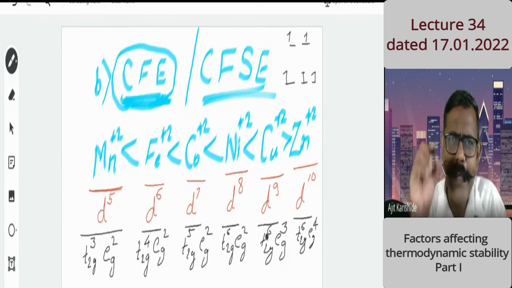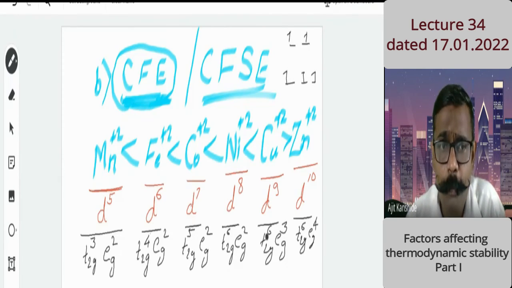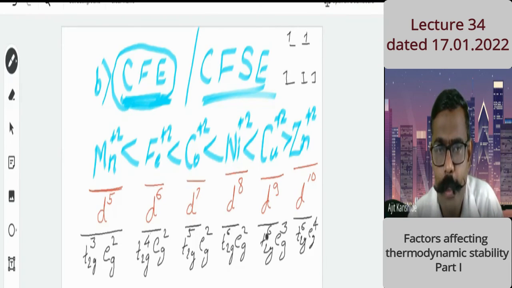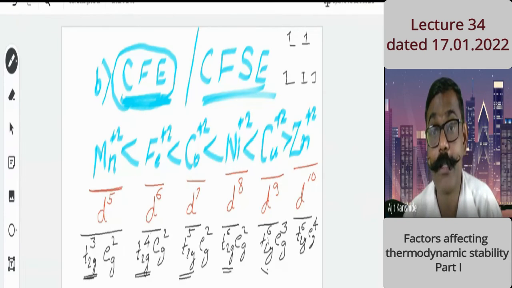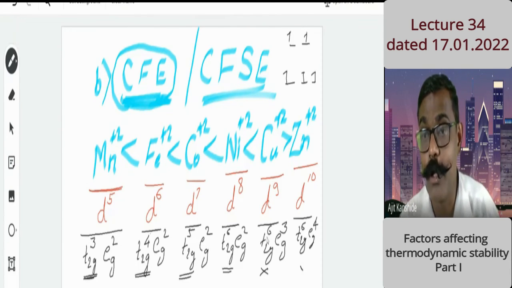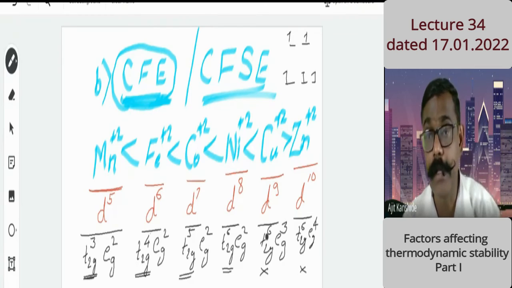If you read these electronic configurations more carefully, you will find that compared to these three electrons, one more electron is added. Electron is not added in T2G. On the other hand, it is added in EG.